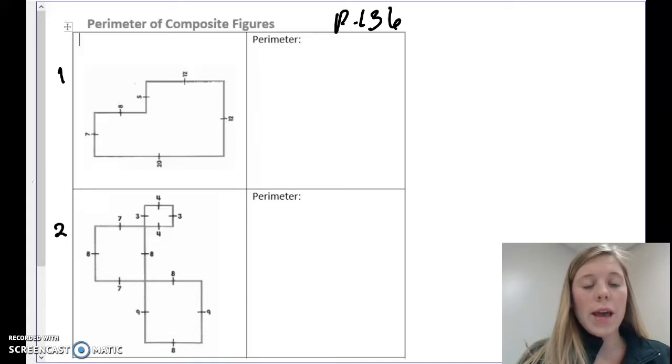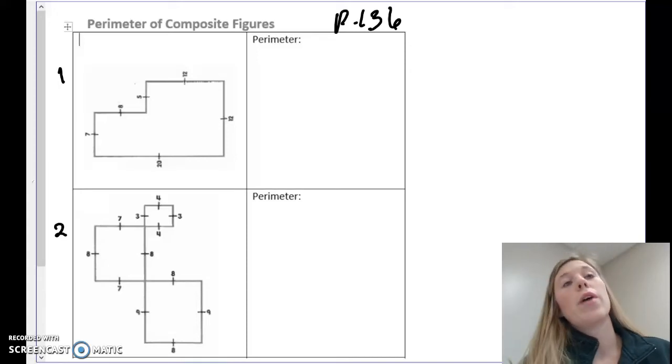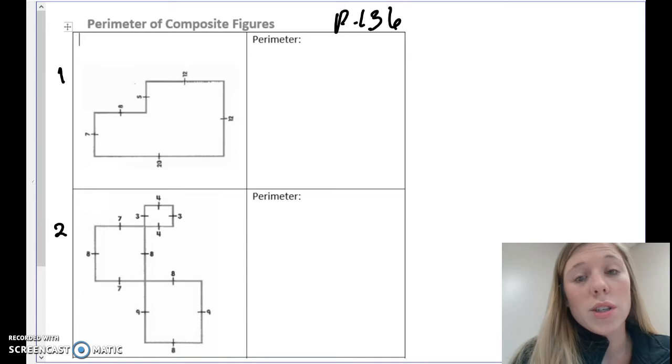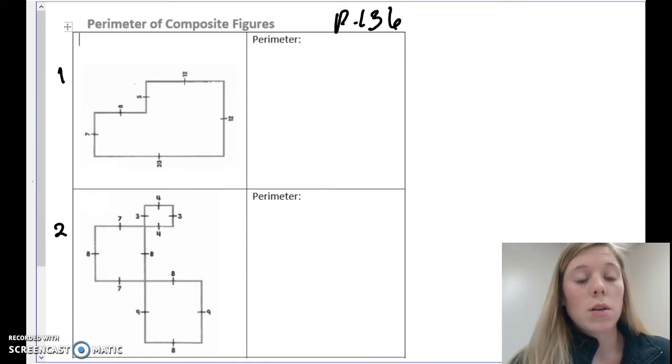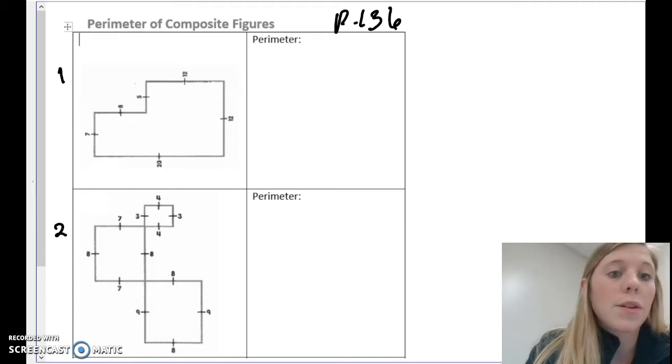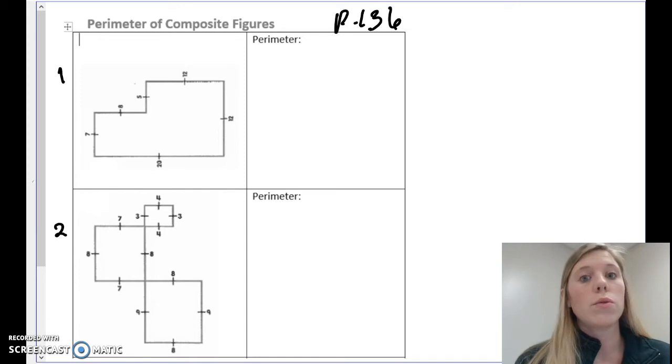Hey guys, so today we are going to be working with finding the perimeter of composite figures. We're not going to write a definition, but composite figures are just basically not normal shapes. So if you look at example one here, definitely not normal. It kind of looks like two rectangles combined.